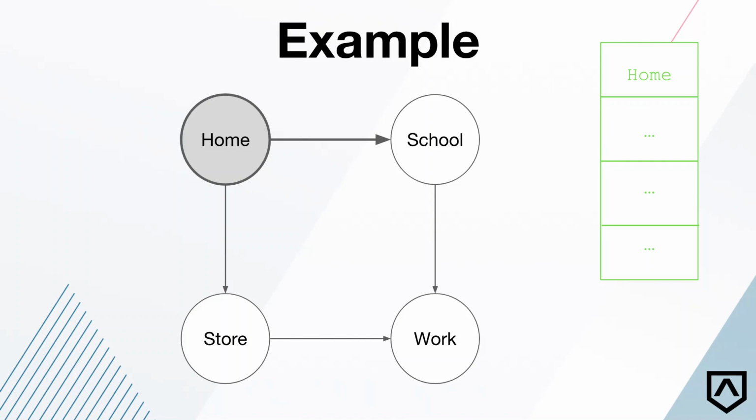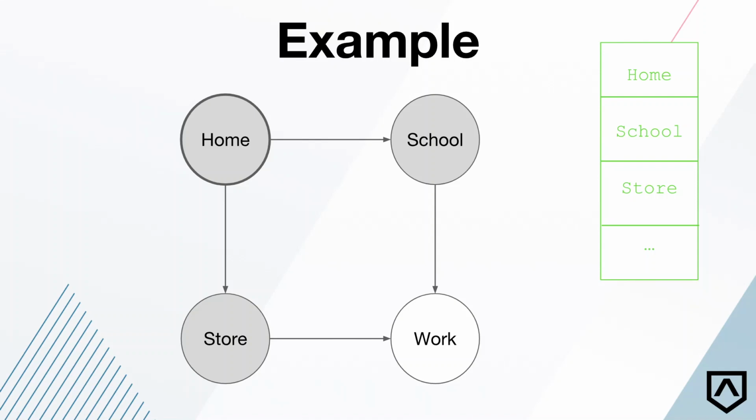Now I need to go and schedule all the nodes that are adjacent to home. So I look one way, I see, okay, school is adjacent to home. So I'm going to go ahead and schedule that, add it to the queue, color it gray to indicate that it has been scheduled. We will go and explore it later. Okay, I look in the other direction. I see there's one other node that is adjacent to home that we have not scheduled. That is the store node. So I'll go ahead and do the same thing, color it gray, add it to the queue, and we'll come back and explore this later.